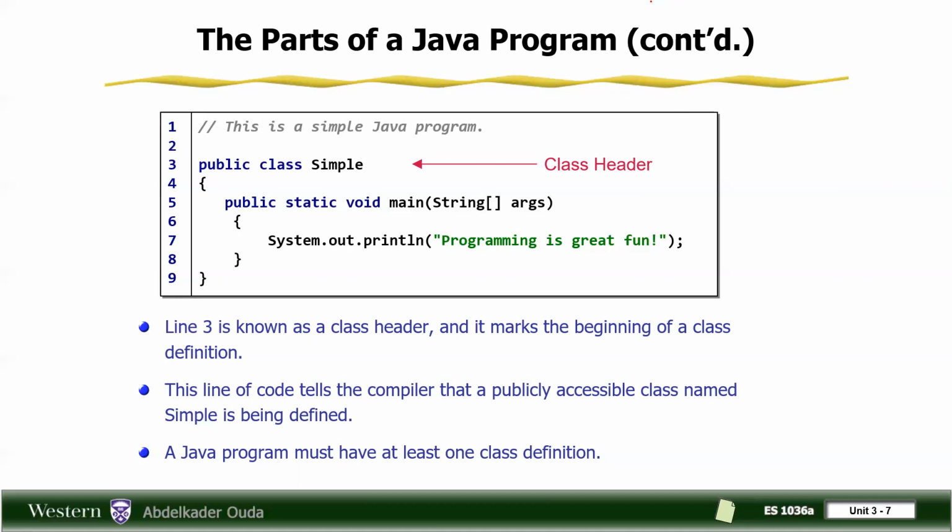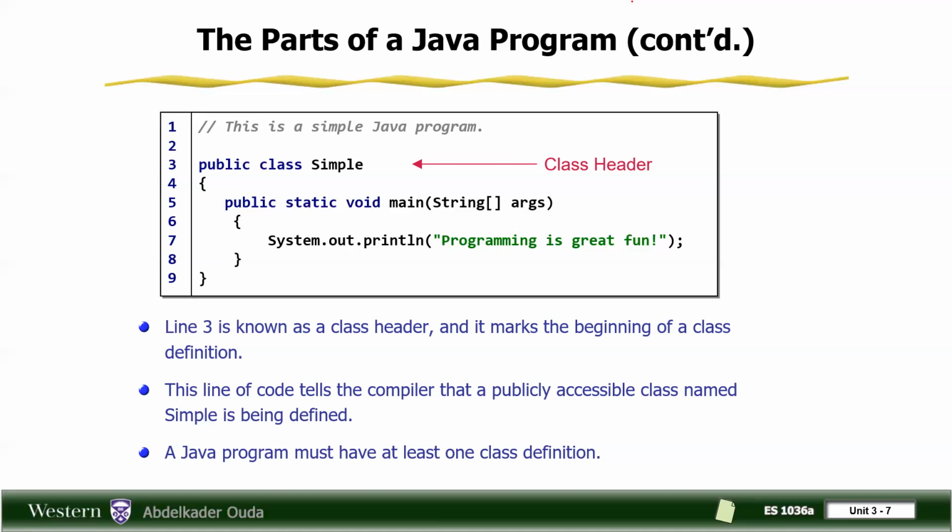Okay, so line 3 is known as a class header, and it marks the beginning of the class definition. This line of code tells the compiler that the publicly accessible class name symbol is being defined. So here we inform the compiler that we are defining a new class called Simple.